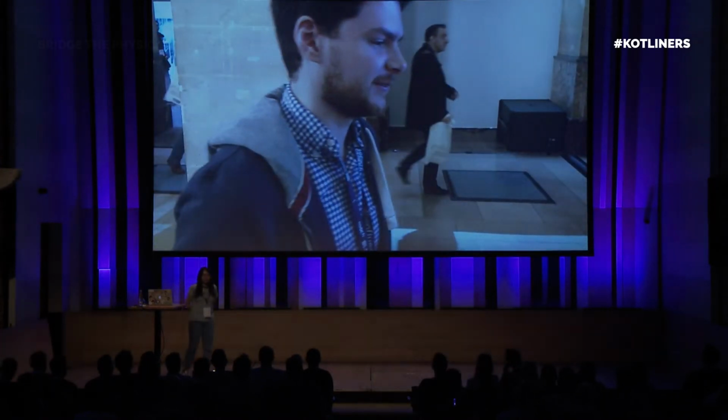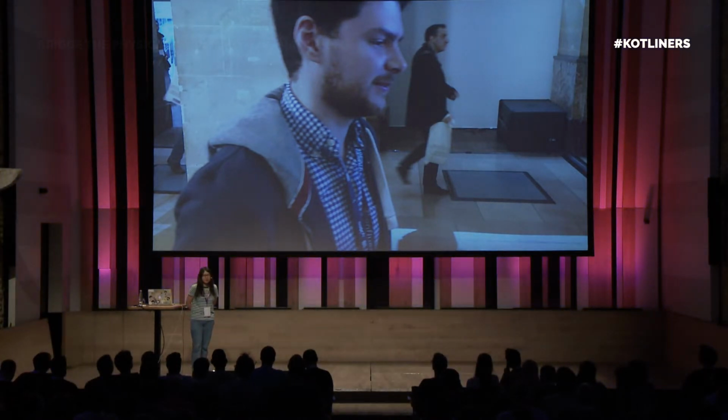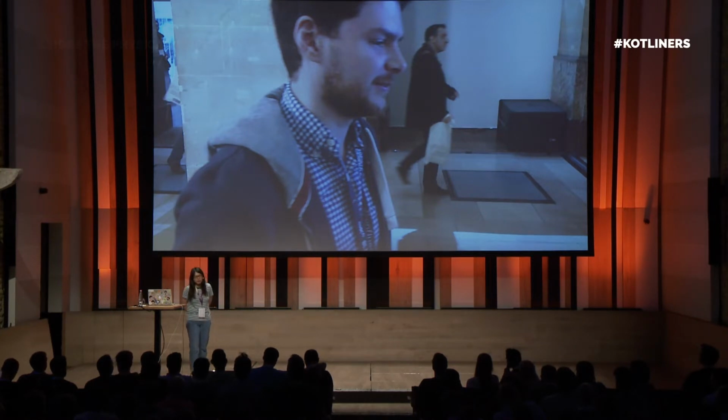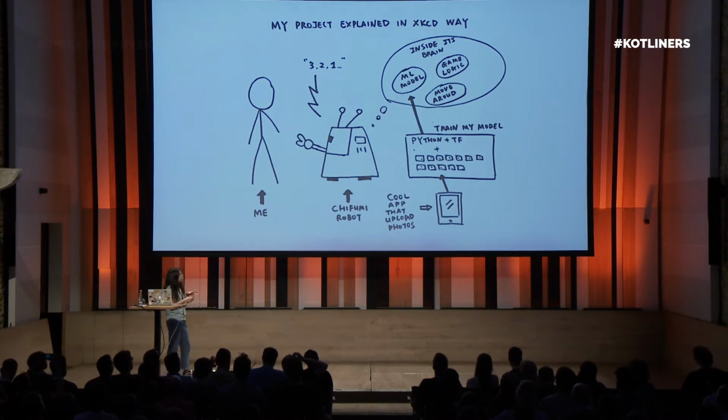So that's my coworker Michael. He just won the game. And you can see at the end of the game, the robot tried to predict what happened between the two players. So if I explain my project in an XKCD way, that's a human who wants to play with a robot. And the robot was like, the human just played some kind of gesture, and I can tell him if he won or if he lost.